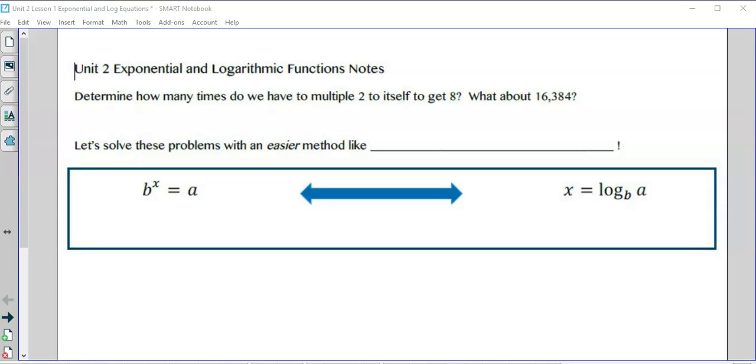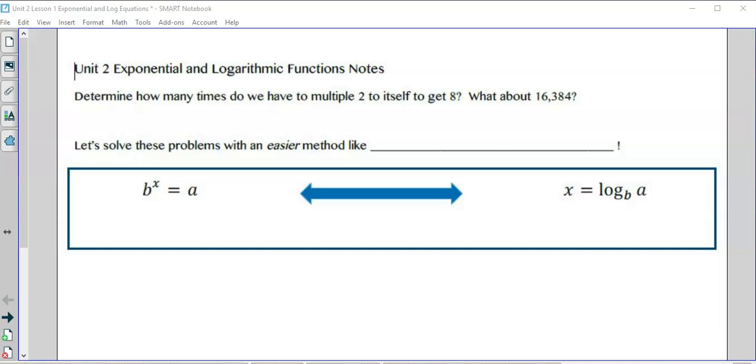So anyway, this is Unit 2, exponential functions, and then we have what we call log functions. These two are inverses of each other. And we talked about inverse functions last Thursday, I think, and we went through how to find an inverse. And today we're going to talk about exponential functions, and we're going to talk about how to find the inverse of exponential functions and how to find the inverse of what we call log functions.